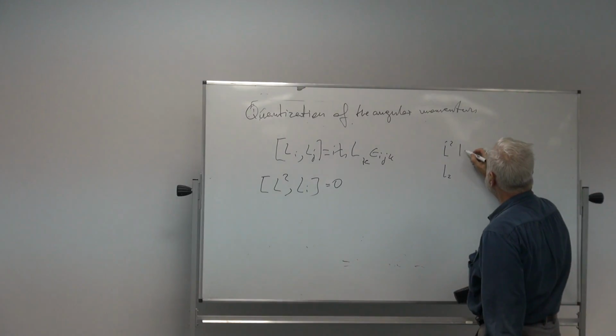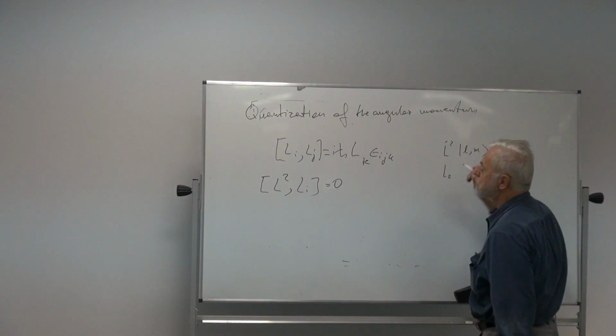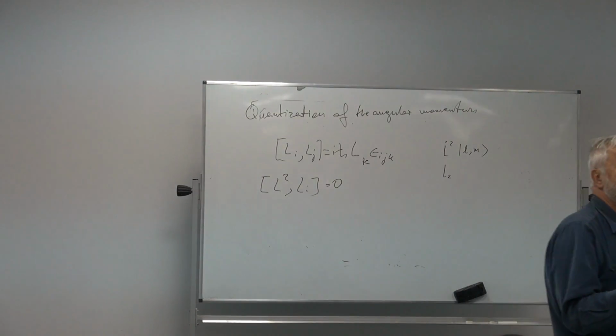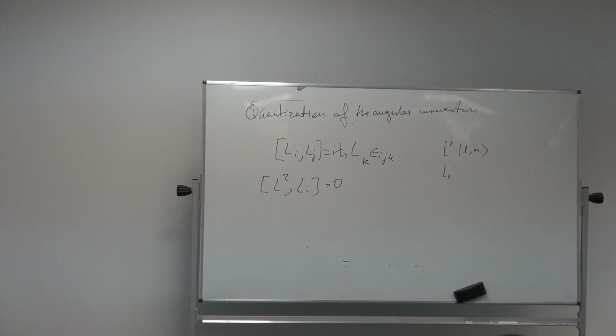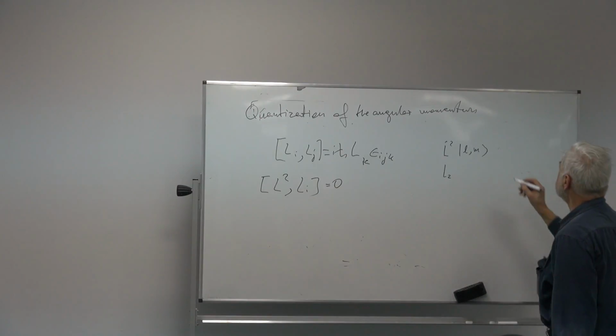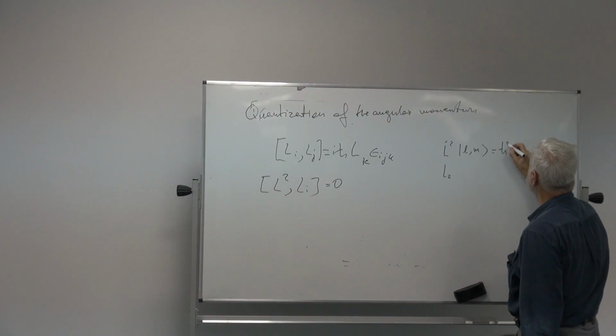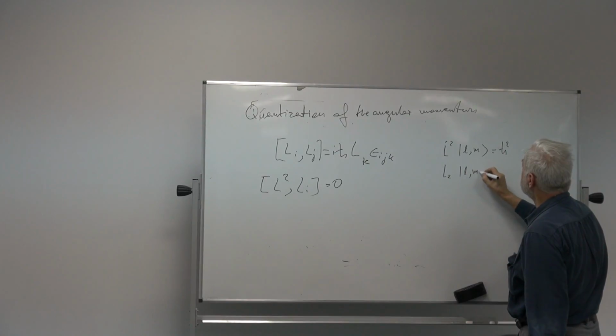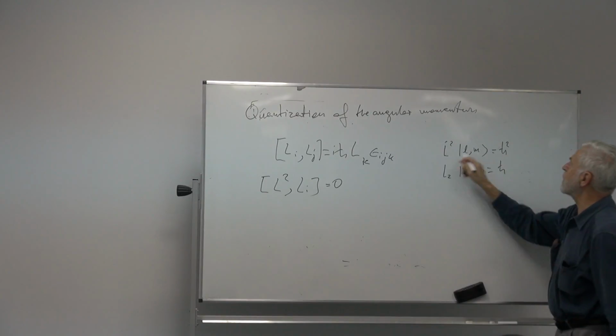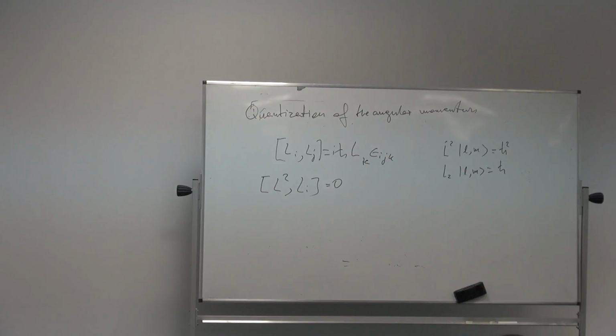So, let me call, I need two quantum numbers. I need information about the eigenvalue of L squared, and I need the information of the eigenvalue of L_z. The first one, this information is hidden in quantum number L. The other is hidden in quantum number M. Fine. Of course, due to dimensional reasons, this fellow should be proportional to hbar squared, the other fellow to hbar. That is obvious.